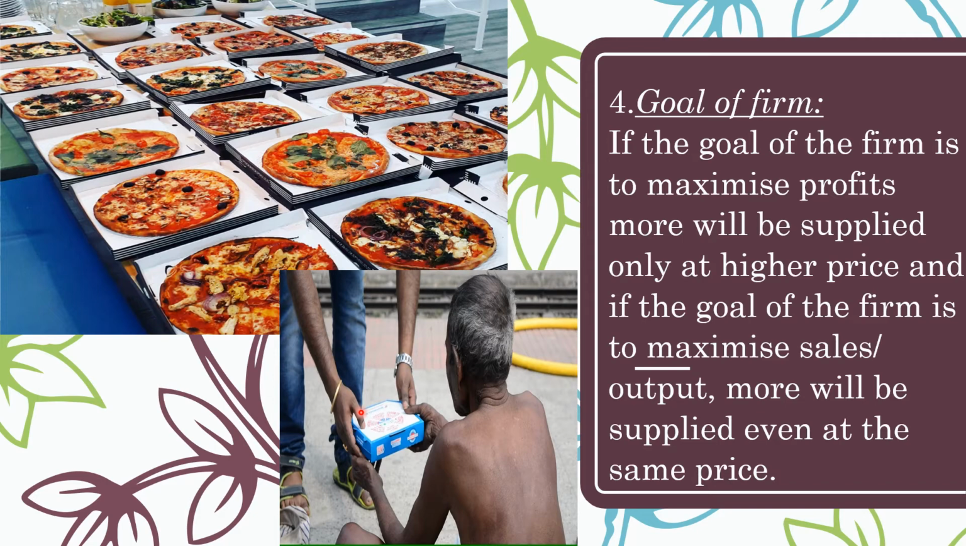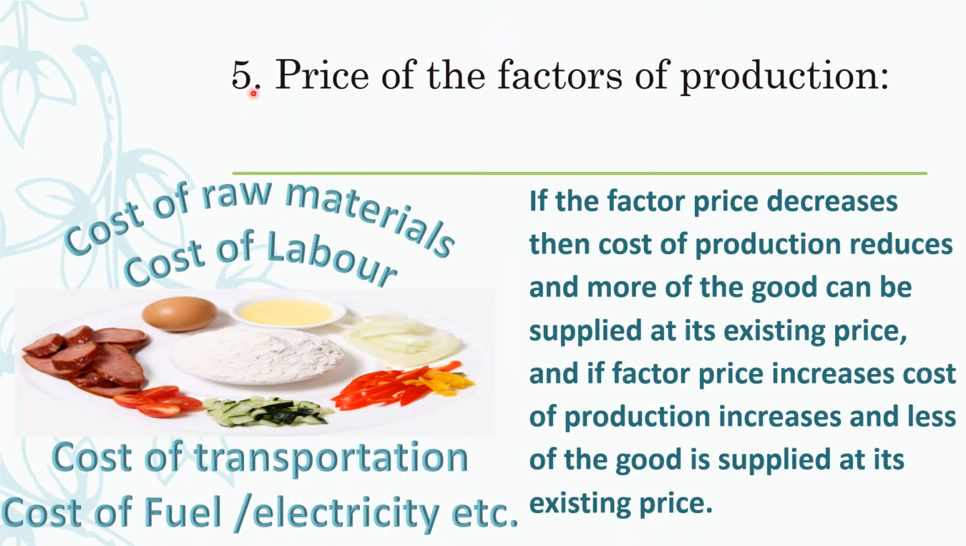More is supplied even at a lesser price, or perhaps the good is even given for free. So firms do behave differently in different situations. Goals can change. The fifth factor affecting supply is price of the factors of production, or the cost of production.